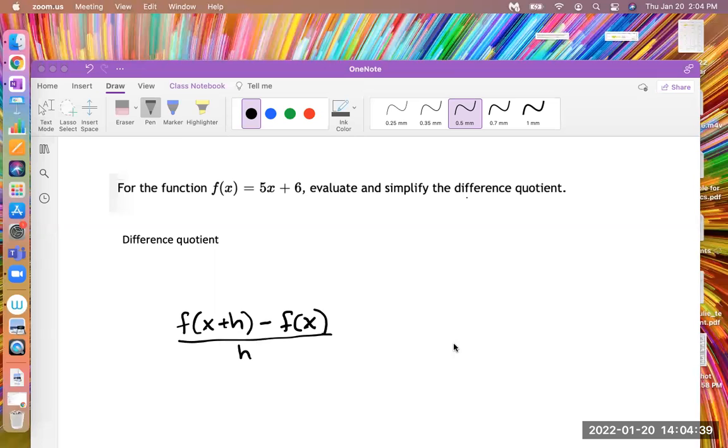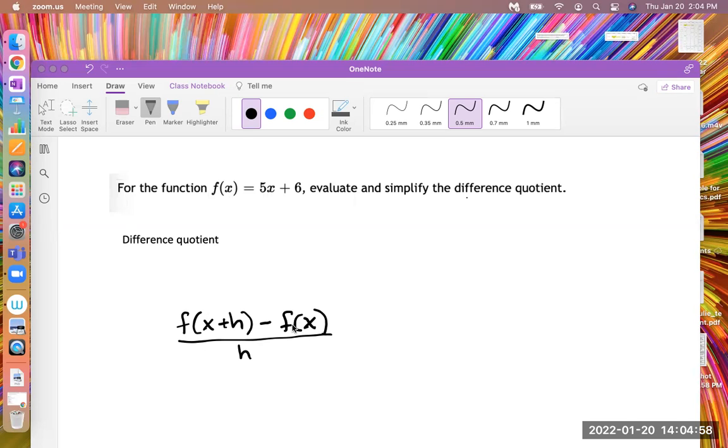Hi class, I'm making this video to help you evaluate and simplify the difference quotient. For the function f of x is equal to 5x plus 6, evaluate and simplify the difference quotient. It's going to be helpful to know that this right here is the difference quotient.